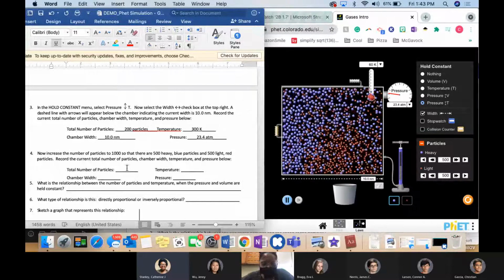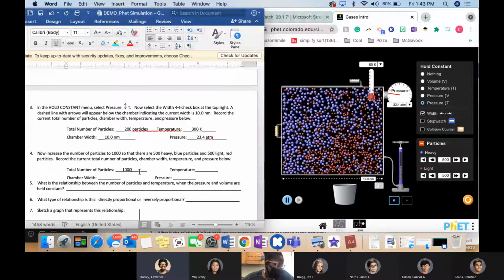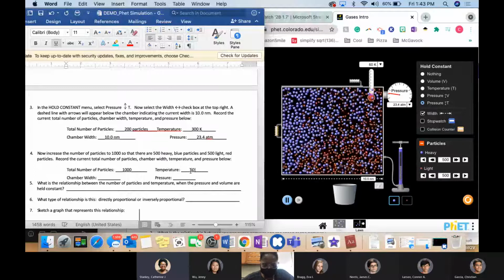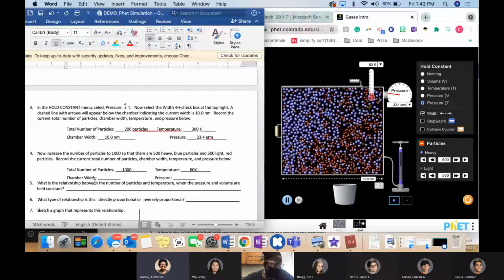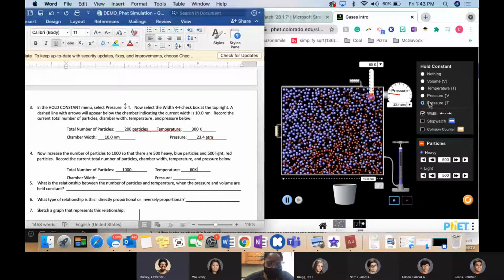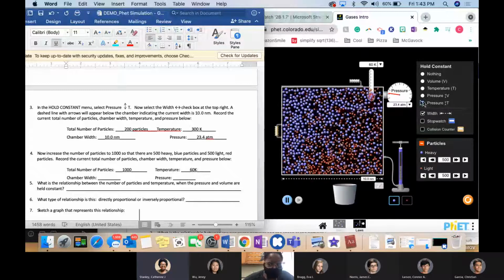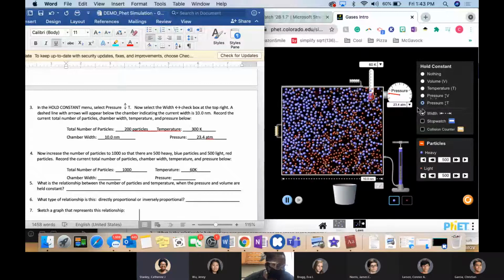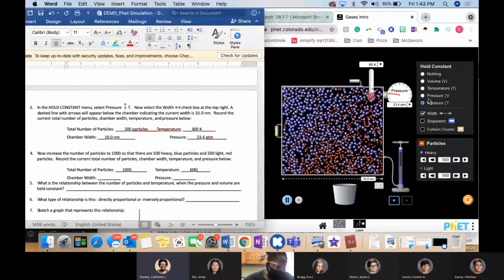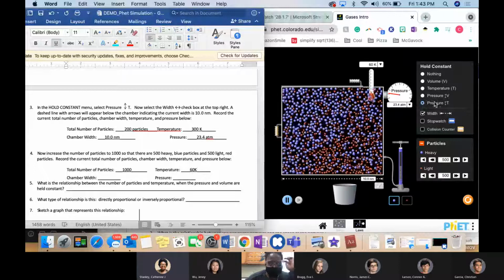All right, let's record this. Number of particles, 1,000. Temperature went way down, 60K. It didn't change? Make sure you held your pressure and temperature constant, with temperature changing. Make sure you click that in your hold constant box. If you didn't click that, it probably won't change.